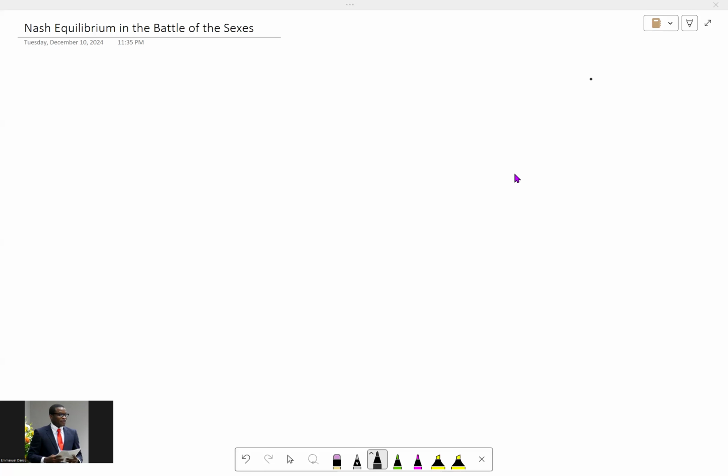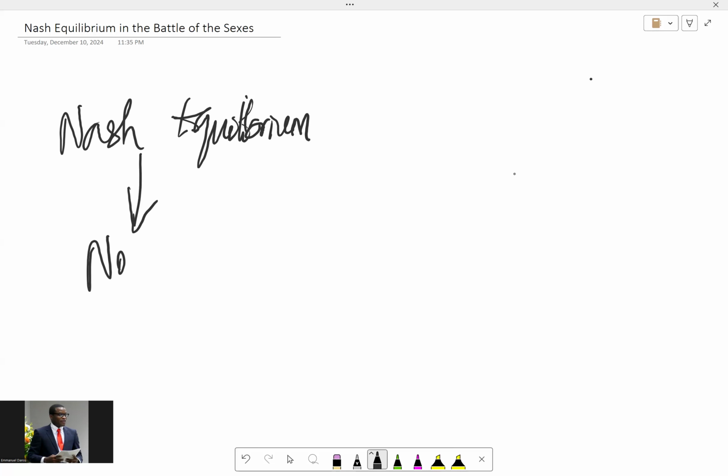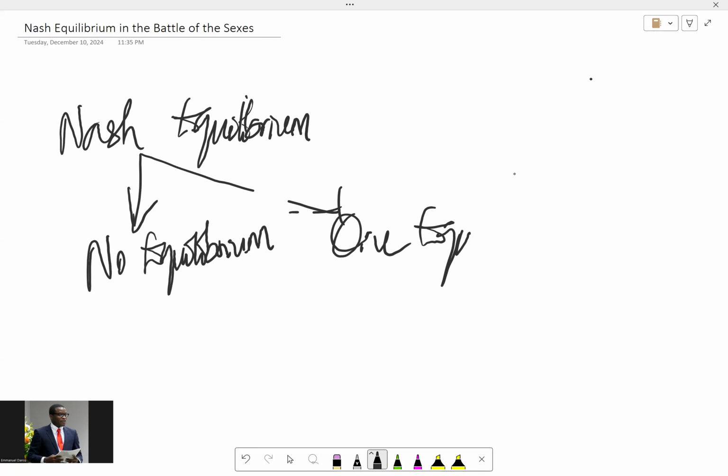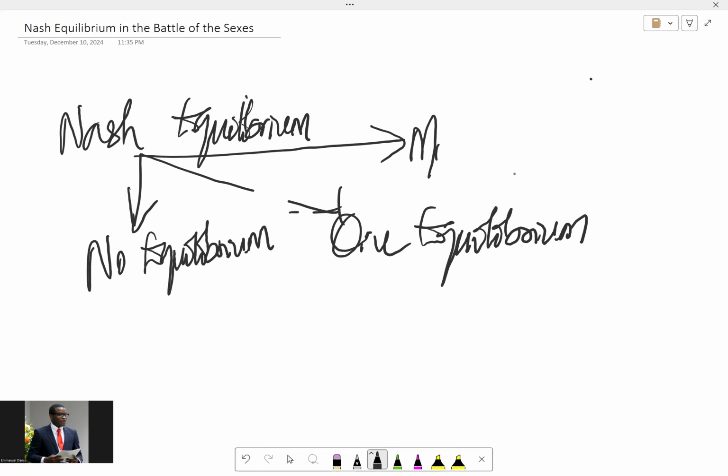In the previous video, I also talked about the fact that for Nash equilibrium, you can have no equilibrium, you can have one equilibrium, and you can also have two. You can have multiple equilibria. So in the battle of the sexes, we are going to see an example where you can have multiple Nash equilibria. So that's the essence of this.